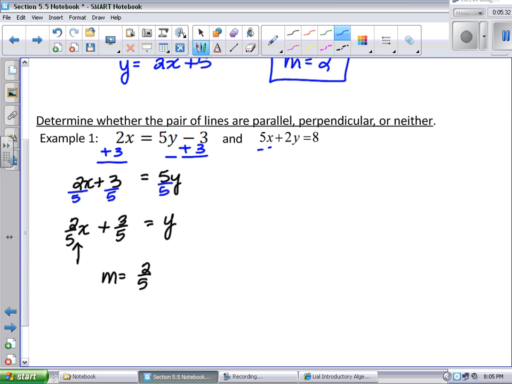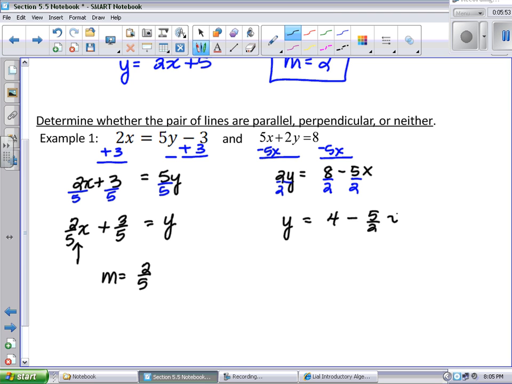This time I'm going to subtract 5x from both sides, which gives me 2y equals 8 minus 5x. And dividing every term by 2 to get the y by itself, we get y equals 4 minus 5/2 x. Now, again, it doesn't matter what order the terms are in. Here's my coefficient of x, so I know that for this line, the slope is negative 5/2.